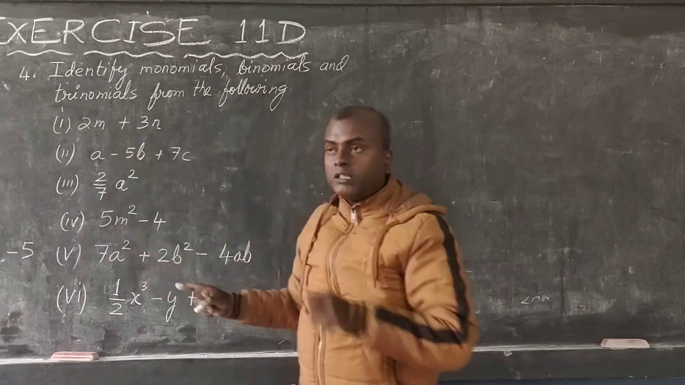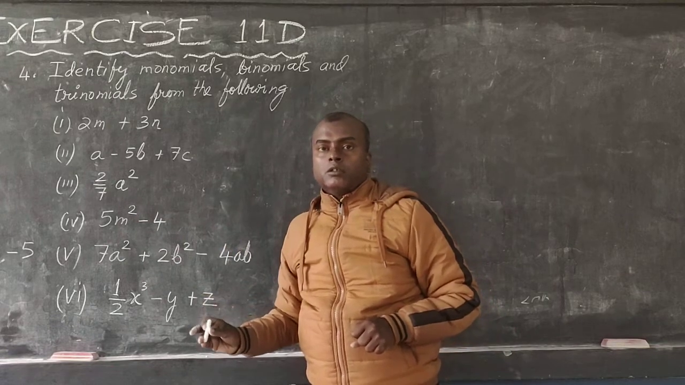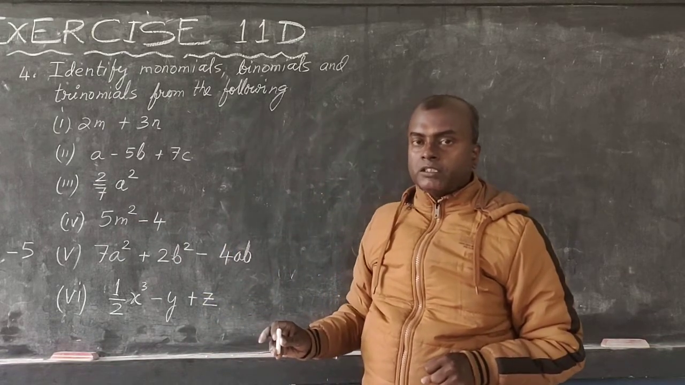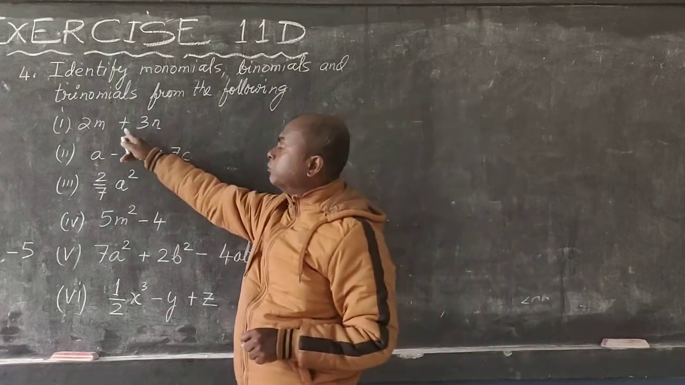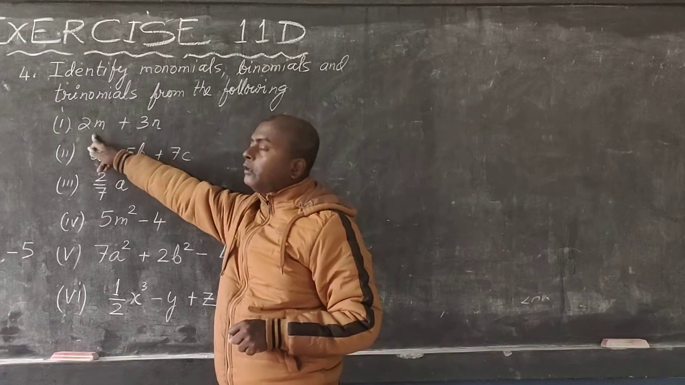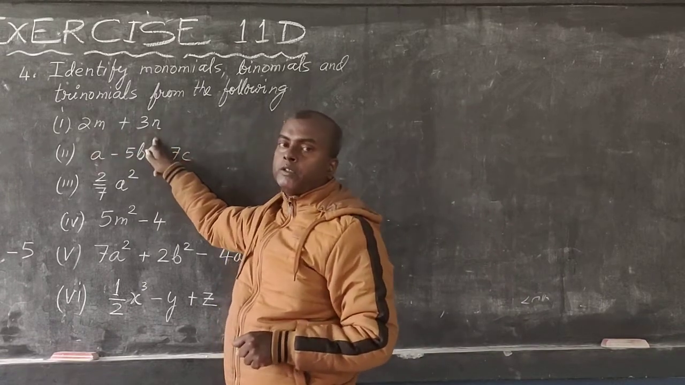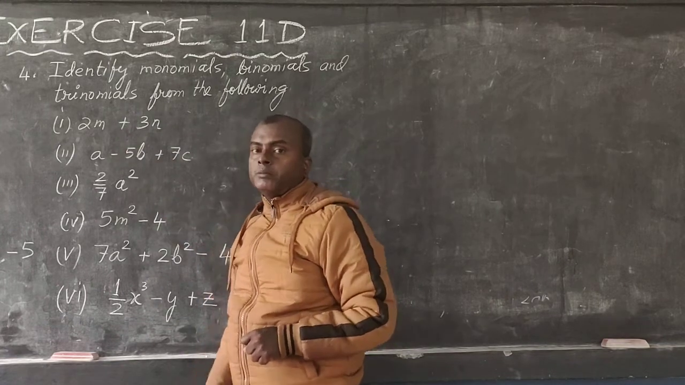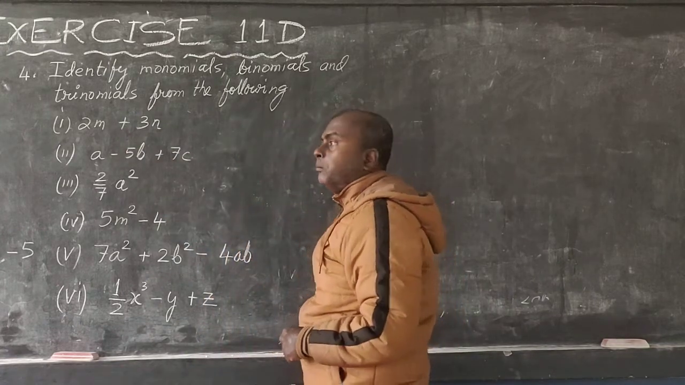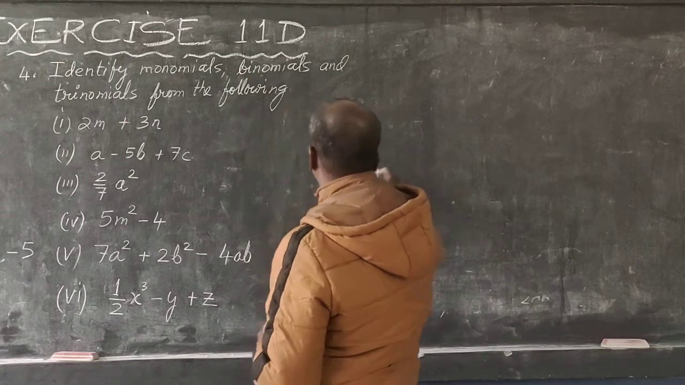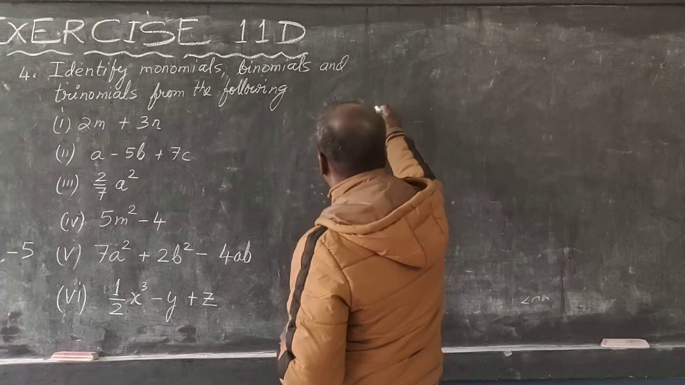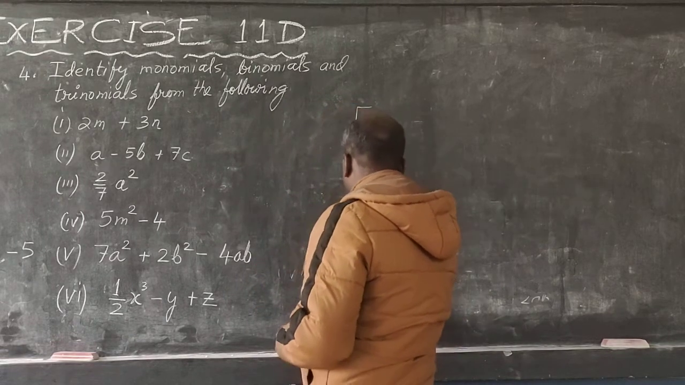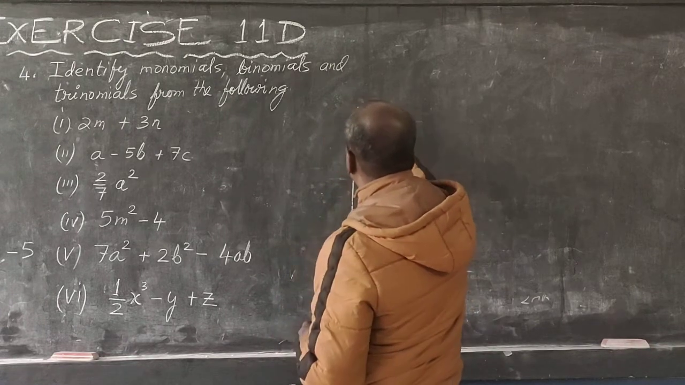There is only one sign, plus sign. Remember how to count the terms? You have to look out for plus or minus sign. Now here there is only one plus sign. On the left side you have one term, on the right side of it you have another term. So you have two terms here. So two terms means binomial. Okay, I think it's better that we write down the meanings of these terms first.